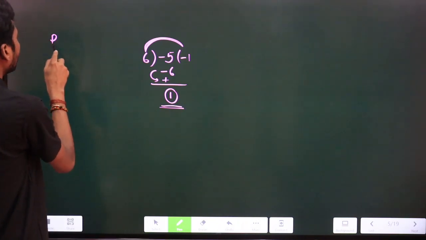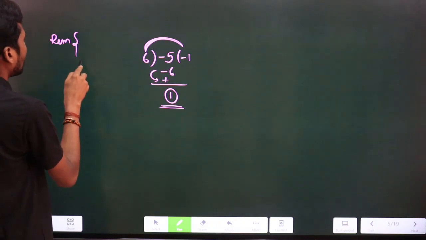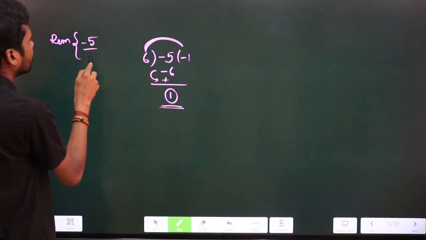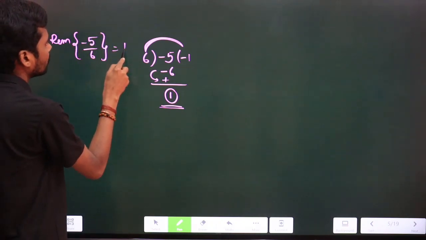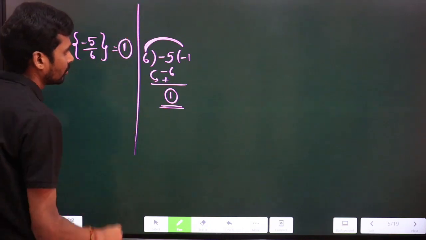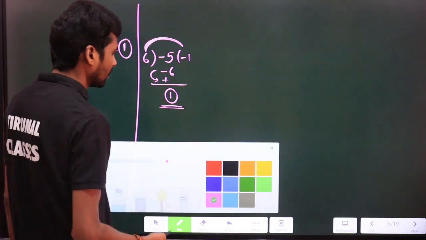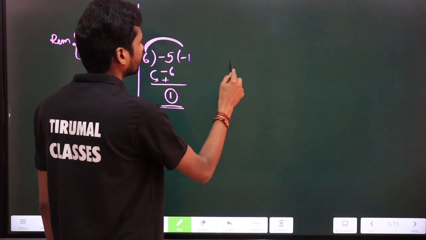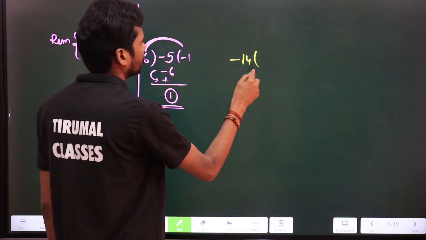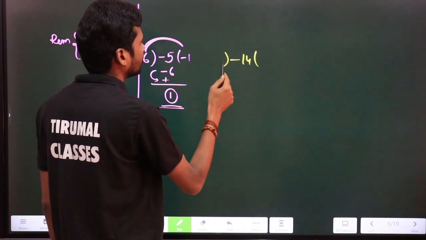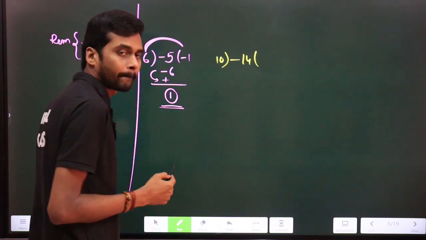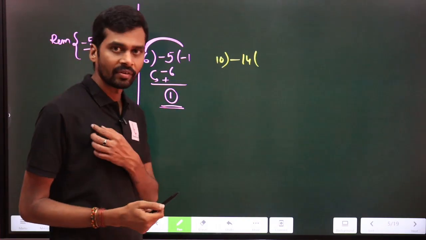See, what is the remainder? Suppose I ask you what is the remainder when minus 5 is divided with 6, the remainder is 1. Okay. Now you can see that the remainder is 1. Let's take another number. Suppose minus 14 when you divide with 10. Okay, minus 14 when you divide with 10.